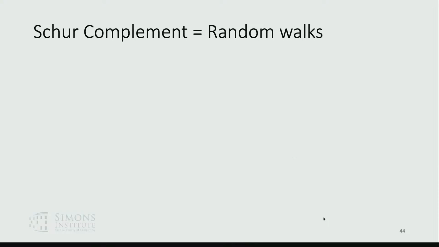We are going to use the graph theoretic interpretation to build these approximations. To do the approximation, let me first tell you the exact interpretation of Schur complements in terms of graphs and random walks. Let's take this slowly. It's going to have some math, but the interpretation is actually very neat.